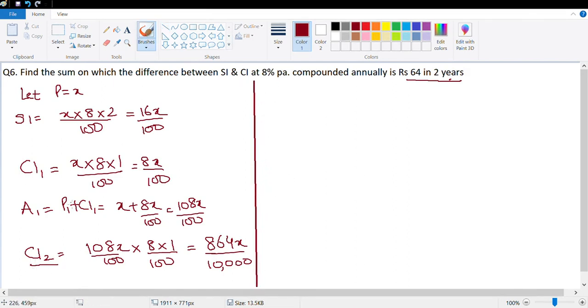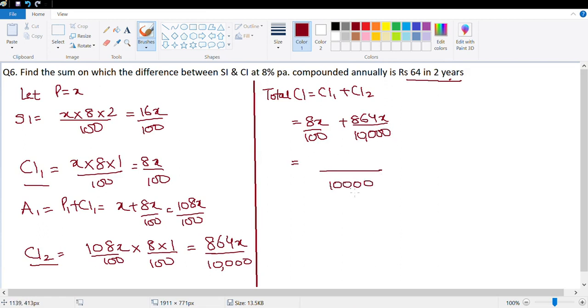Okay. So difference between compound interest and simple interest. So we've calculated CI2, CI1. Let's calculate total compound interest. So total compound interest is equal to compound interest 1 plus compound interest 2. In this case, 8x upon 100 plus 864x upon 10,000. The LCM of 100 and 10,000 would be 10,000, which means I have to multiply this with 100. That's 800x plus 864x, which is equal to 1664x upon 10,000. So this is total CI.